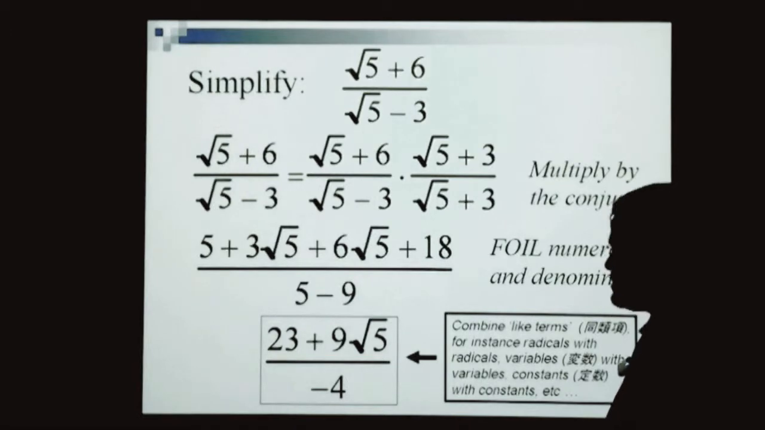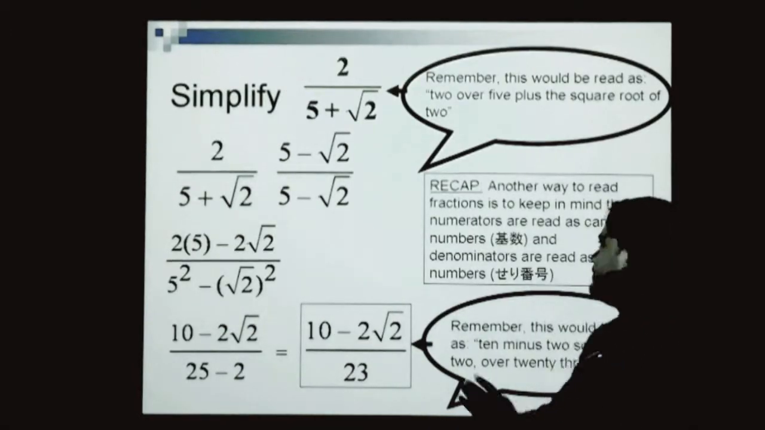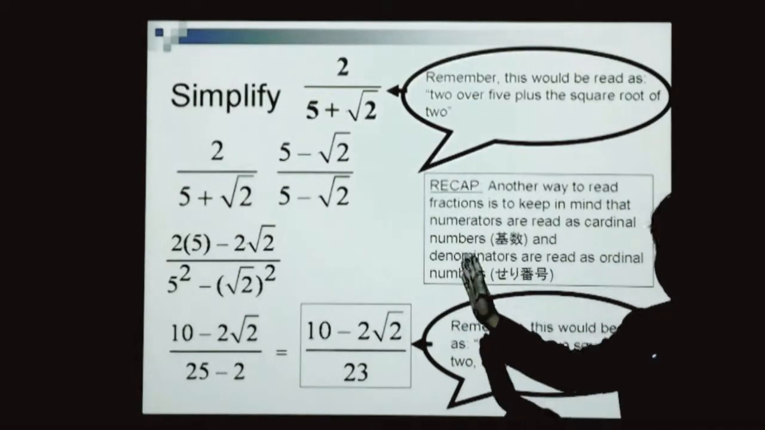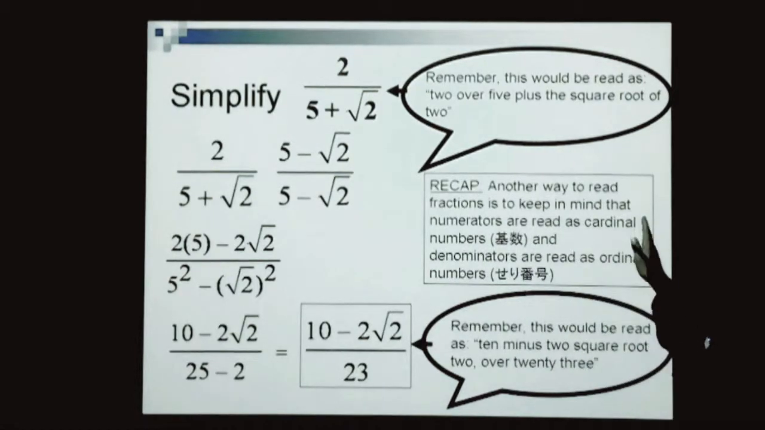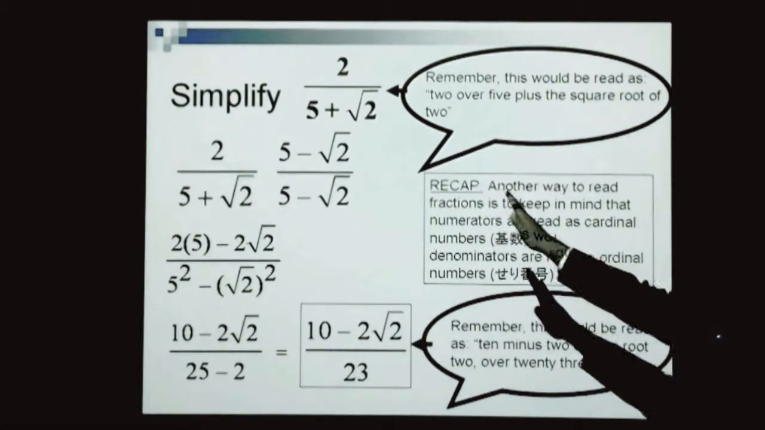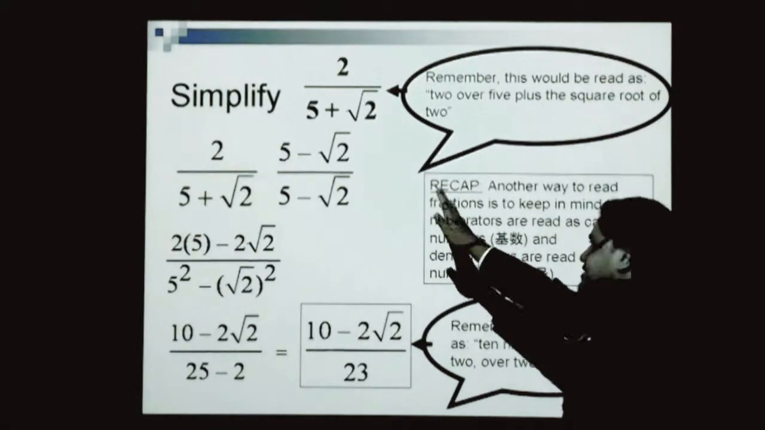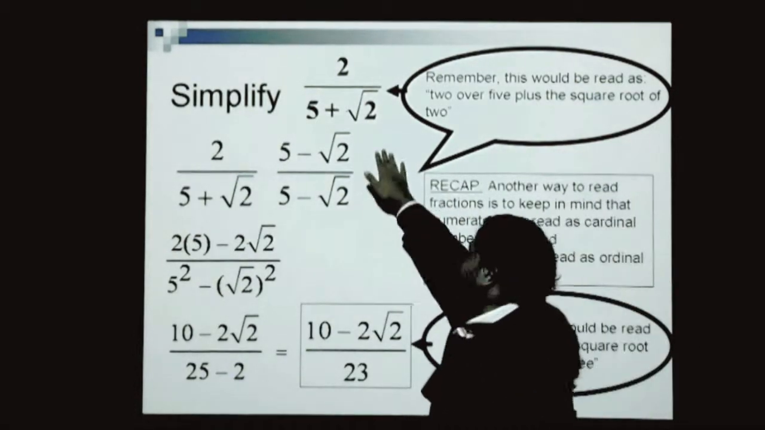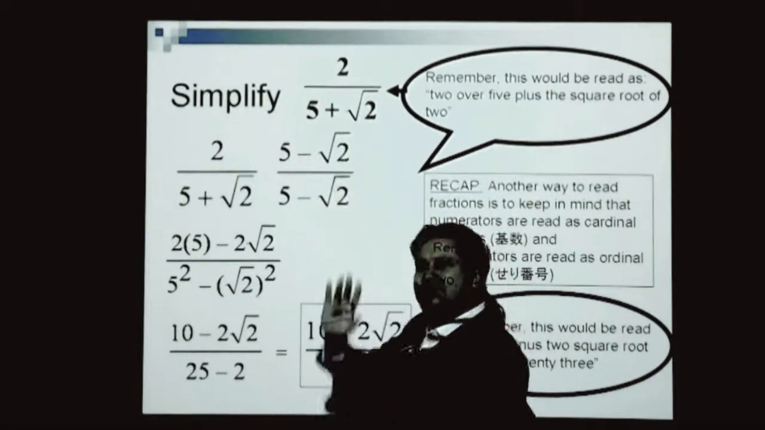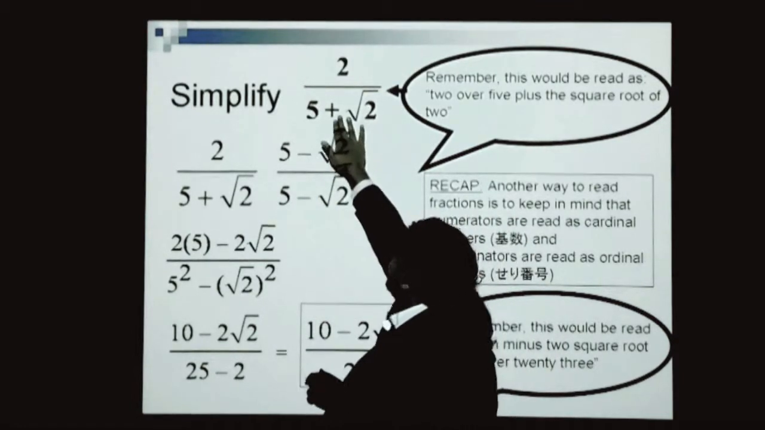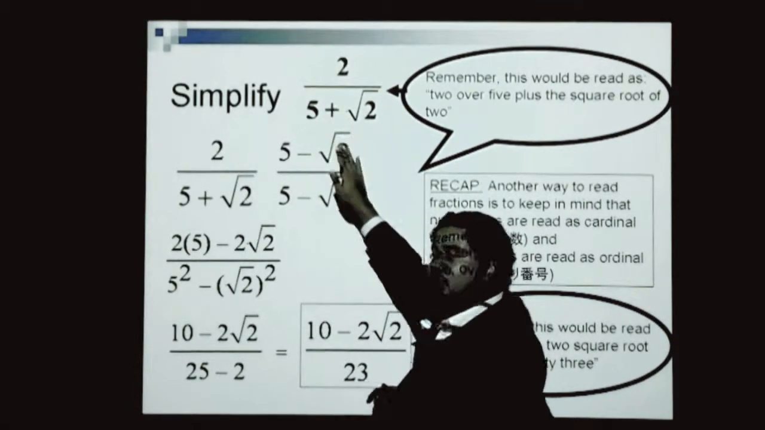Okay, here's another example. Okay, we have a simplifying, rationalizing the denominator. Okay, first of all, how do you read the term? For example, this would be read as 2 over 5 plus the square root of 2. Okay. How do you rationalize this denominator? Multiply it by the conjugate. Okay. To keep it simple, you just get the opposite of that mathematical operator.